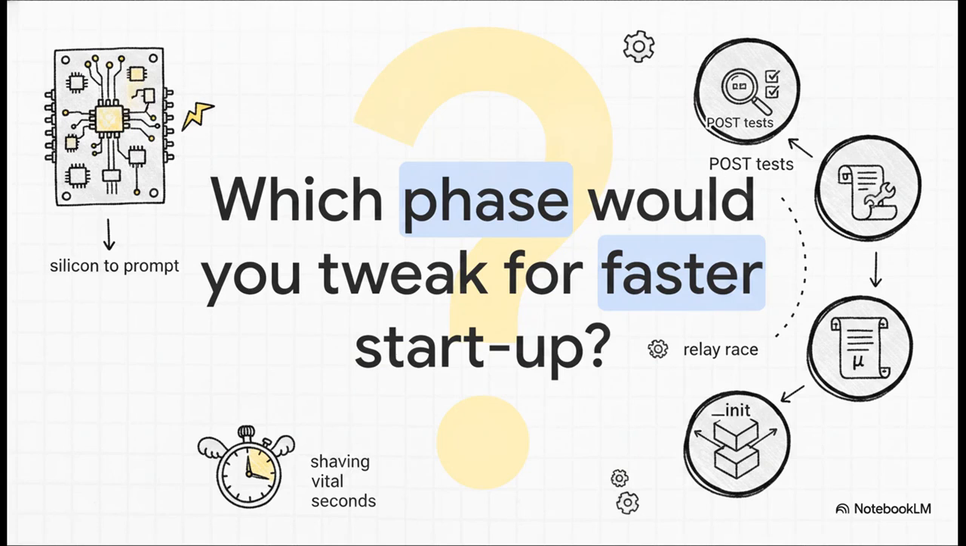All right, we've covered the complete track today, from raw silicon all the way to the prompt. Now I want to leave you with a thought-provoking challenge. If you were tasked with shaving vital seconds off the startup time of a highly constrained IoT device, knowing this intricate relay race inside and out, which specific phase or handoff would you tweak first? Would you look at the POST tests, maybe the initrd, or perhaps that init memory reclamation?